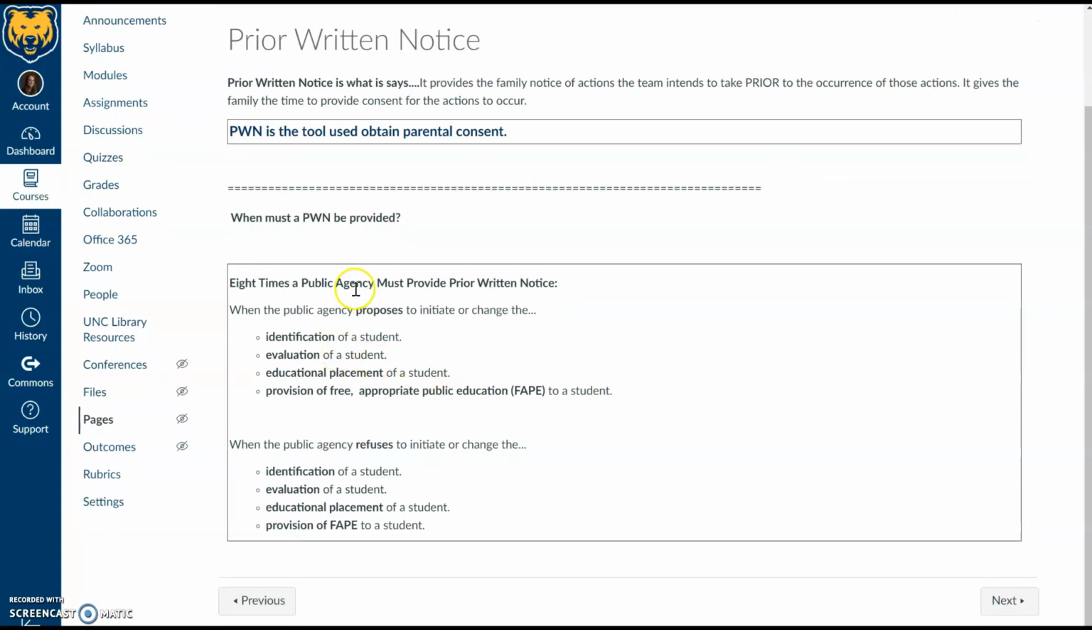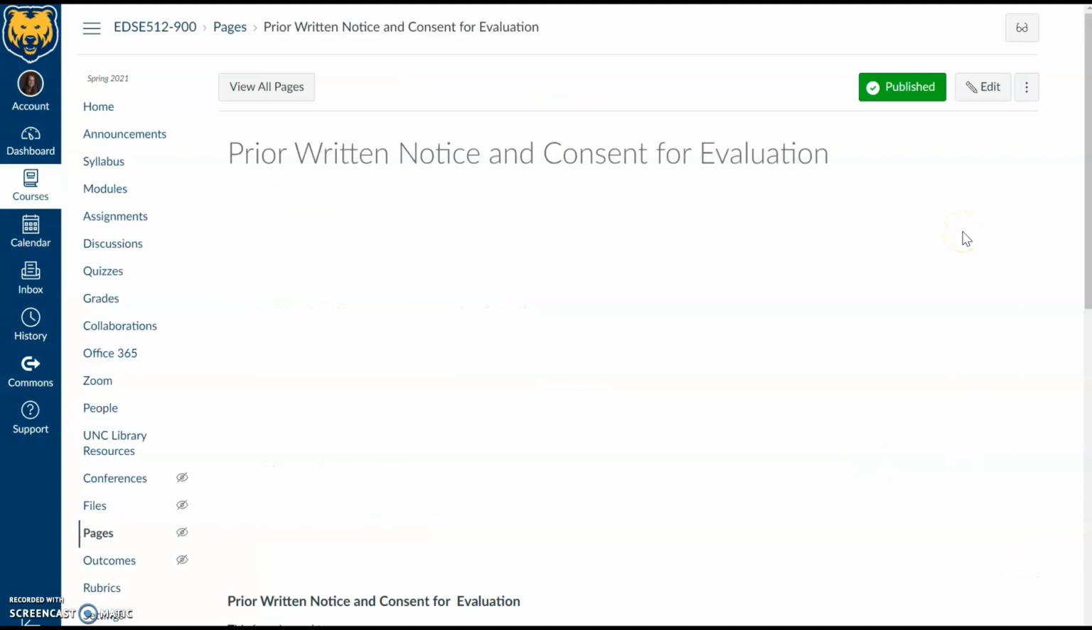So listed here, there are many different times, either proposal or refusal of these four things, which would be identification for the student and evaluation, the placement, so if we're going through a change of placement, and the identification of free and appropriate public education for that student and what that's going to look like.